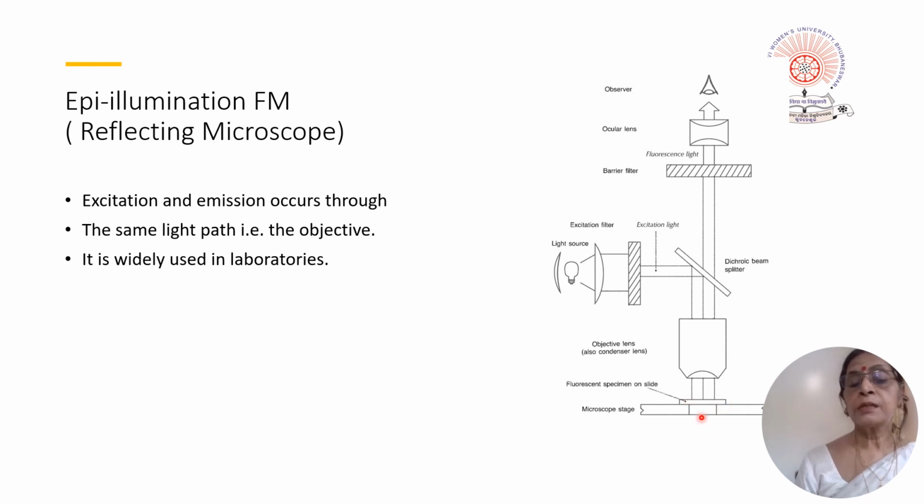The fluorescence chemicals are excited, they emit the emission wavelength. The emission wavelength again passes through the dichromatic mirror and then passes through the barrier filter or the emission filter, and then passes to the CCD camera or through the ocular, it can be observed.